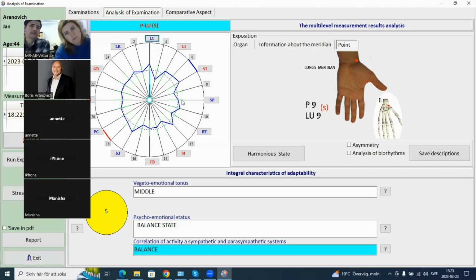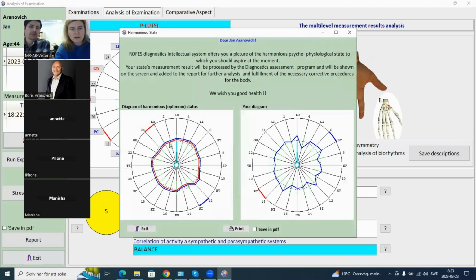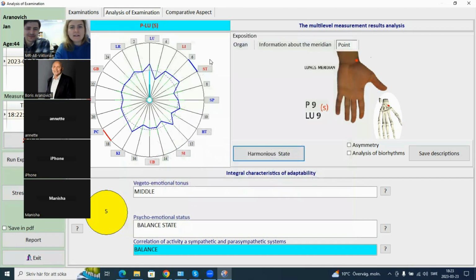It's supposed to be pretty round. So in a harmonious state, it should be a little bit round, so everything is connected and working well. But here, well, actually almost ideal. A little bit of problems with the lung meridian here. You can see the peak here and low here.